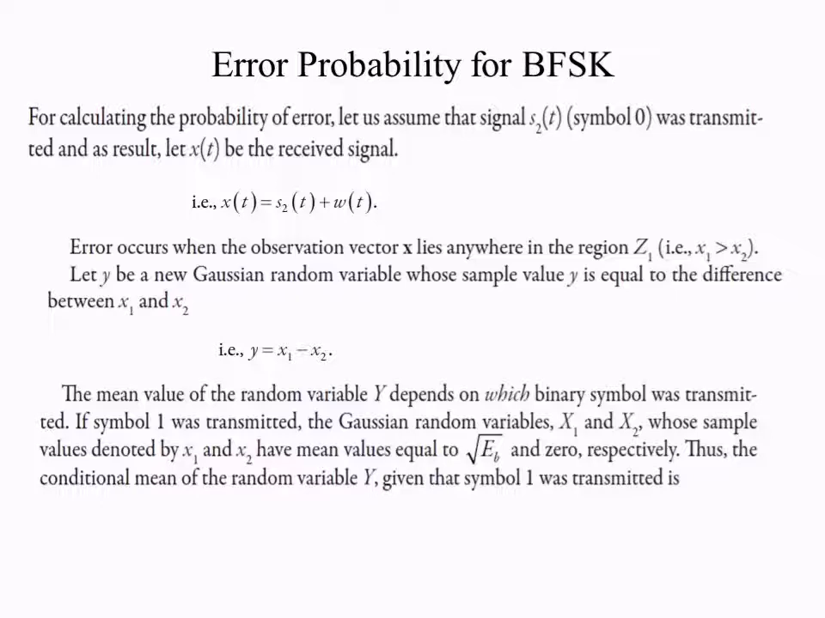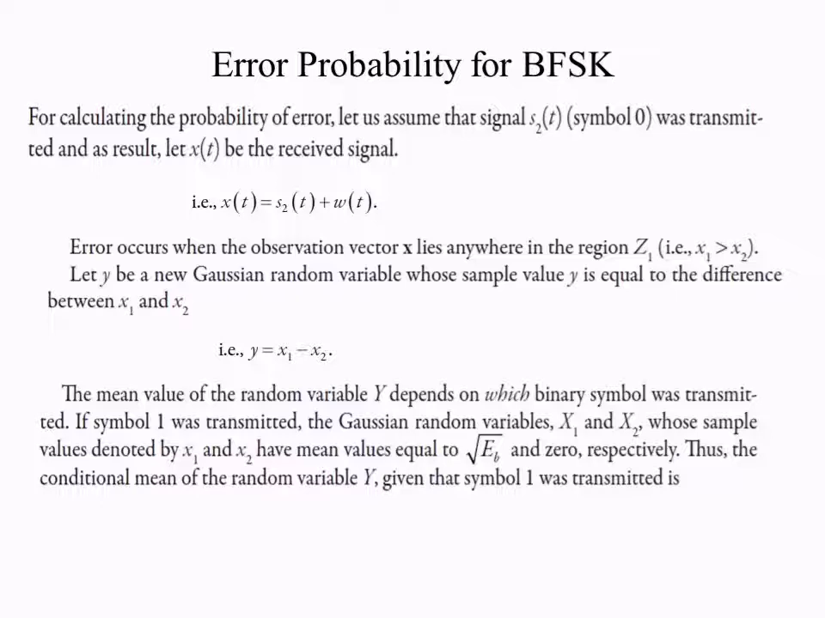Now we are going to introduce a new Gaussian random variable here, that is Y. Let Y be a new Gaussian random variable whose sample value is equal to the difference between x1 and x2. So how can we write it? Y is equal to x1 minus x2, since here x1 is greater than x2. Now the next step is to calculate the mean and variance of Y, as we calculated in BPSK.